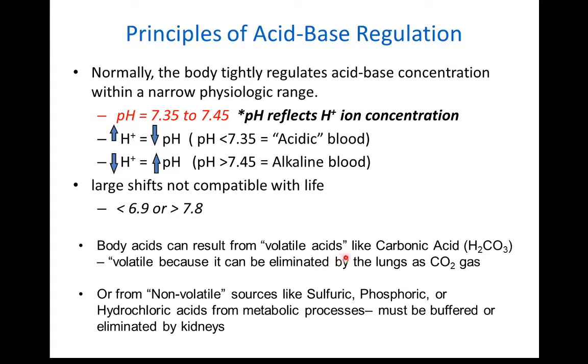Body acids result from volatile acids. And metabolic processes produce these acids. And volatile simply means that they are gases that we are able to eliminate through the respiratory system. In addition, metabolism also produces non-volatile substances. And these substances we either have to buffer with other chemicals in the blood to neutralize them, or we have to eliminate these acids via the kidneys.